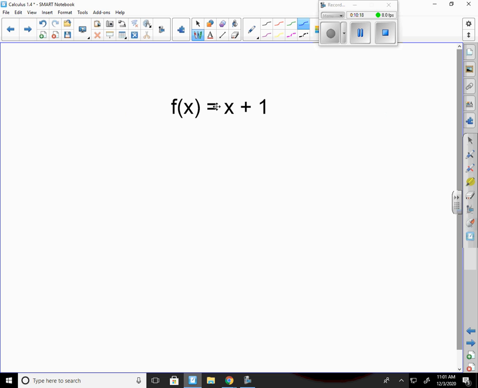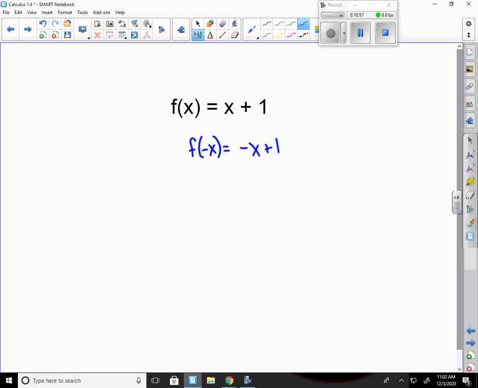Let's check another example. Here we have f of x equals x plus 1. So I start by plugging f of negative x in. So that becomes negative x plus 1. Then would that be an even function? No, because it's not the same as the original. So now we need to check to see if it's an odd function.